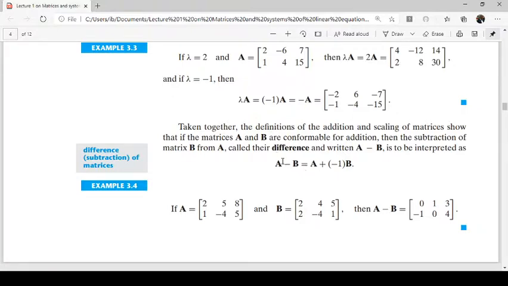This is just if I have matrix A minus B, the same thing as A plus minus, that's the scalar, minus B. So it's just like saying A minus B. Look at the example of this matrix A, matrix B. A minus B, you have that.